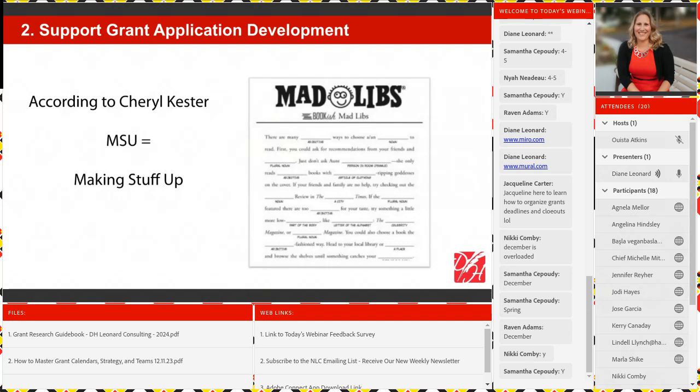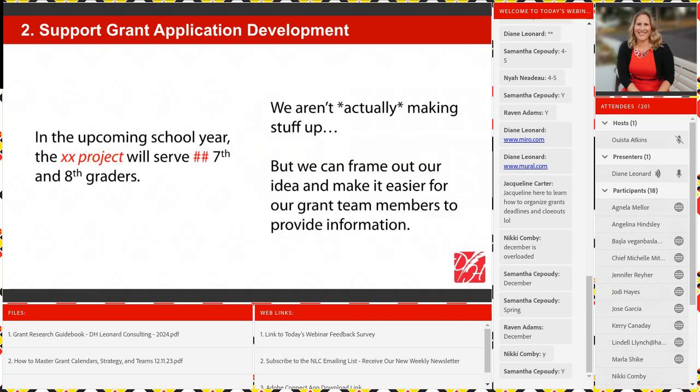But Cheryl Kester, a dear colleague and friend, also the co-author of a book called Writing to Win Federal Grants, talks about MSU, or making stuff up, in the sense of how we structure our draft before we ask for our colleagues' feedback. If we said broadly to our colleagues, maybe as a comment in a document margin, what grades and how many kids are we serving in this program?